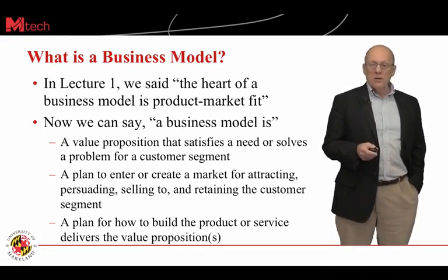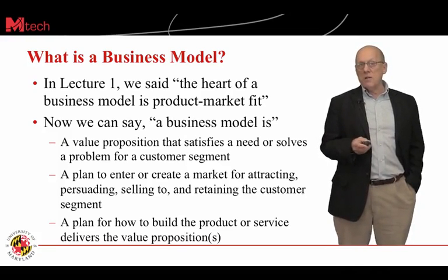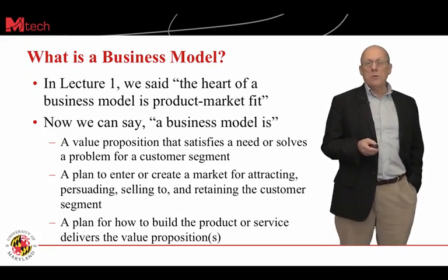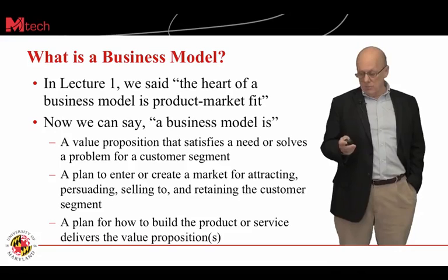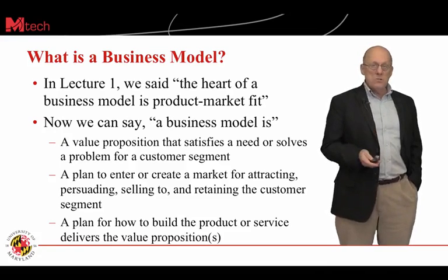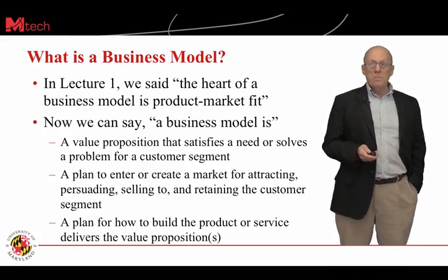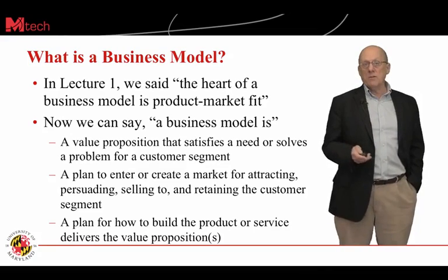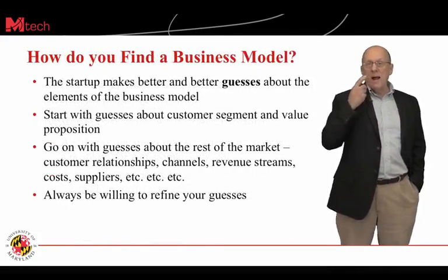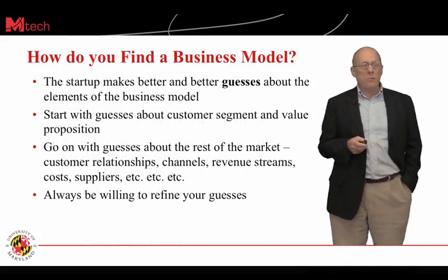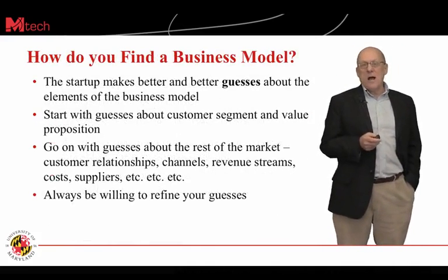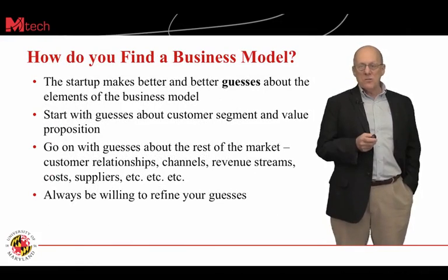So entering and creating the market is the right-hand side of the business model canvas. How to build the product or service is the left-hand side of the business model canvas. When we have the business model canvas filled in with hard facts, things we can bank on, then we've got a decent business model. But how do you get hard facts? How do you go from the state of a business idea that we have now to a business model?